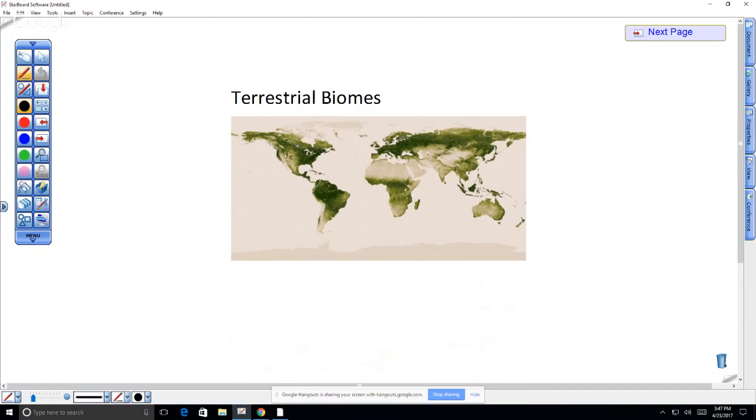Okay, so we're going to start talking about terrestrial biomes today, and these are in contrast to the aquatic biomes that we're going to look at. And the things that limit or determine the distribution of terrestrial biomes, so we can say these are the limiting factors, are temperature, water, and sunlight.